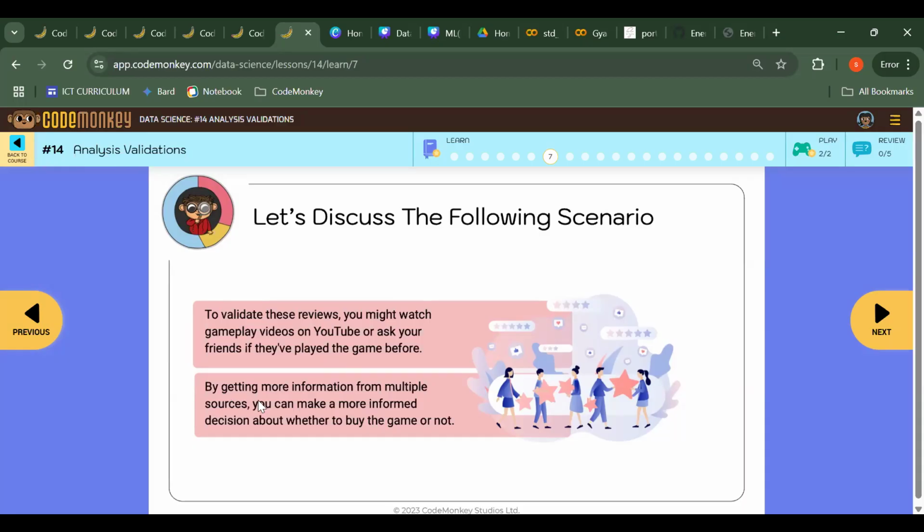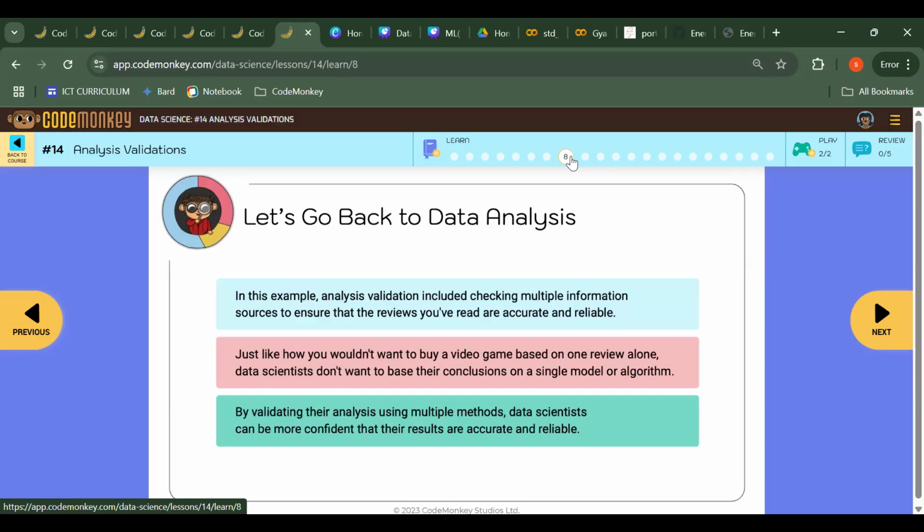By getting more information from multiple sources, you can make a more informed decision about whether to buy the game or not. And those are all data validation. In this example, analysis validation included checking multiple information sources to ensure that the reviews you have read are accurate or reliable. Just like how you would not want to buy a video game based on one review alone.